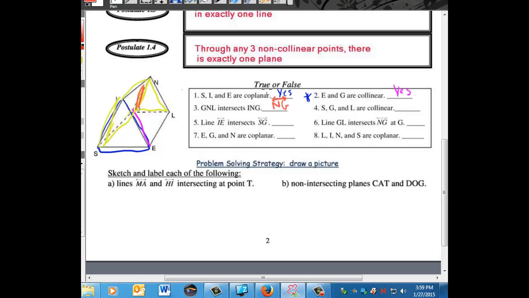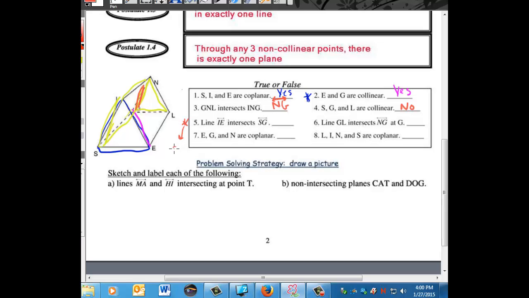Alright, the next we have S, G, and L. We're being asked if S, G, and L are on the same line. Here's S, here's G, and L. They are not on the same line. That one's pretty easy to see. We can say no. Line IE intersects SG. Alright, so line IE and SG. No, I'm going to put a star here.